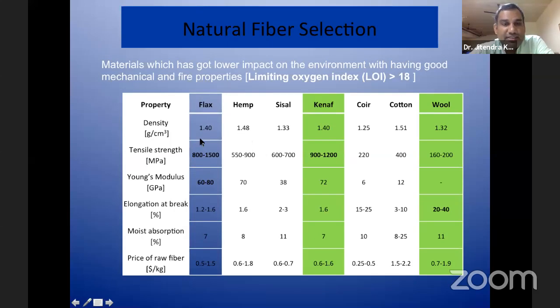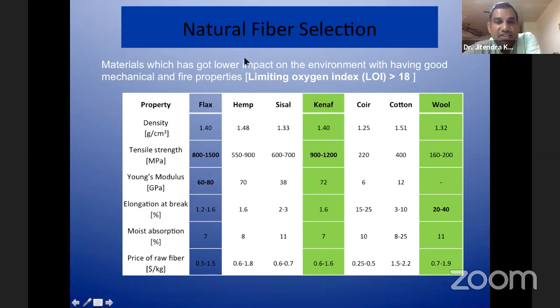So nowadays flax, kenaf fiber or hemp fiber, because their tensile strength is good, Young's modulus is good, they also have a percentage of moisture absorption, and on a price basis they are very cheap. So this is the first criterion to select which particular natural fiber to use in the fabrication of composite material.